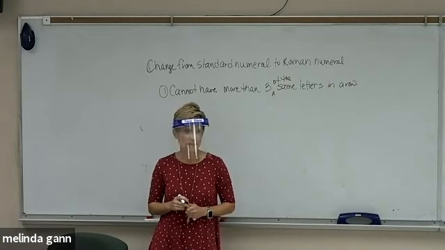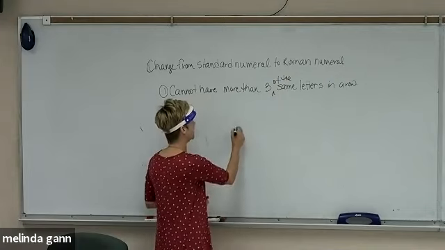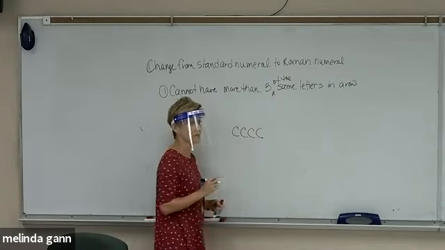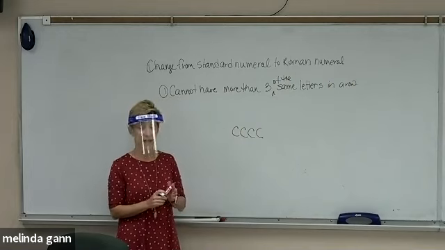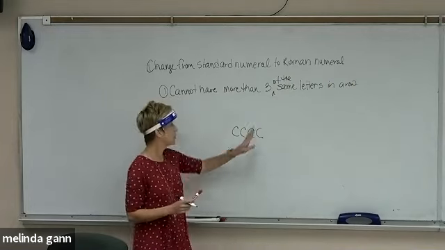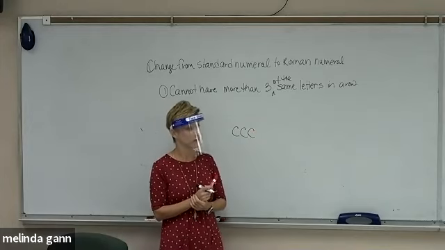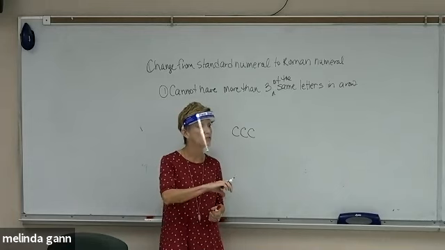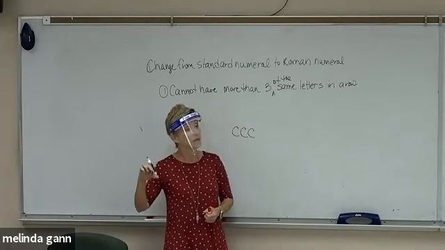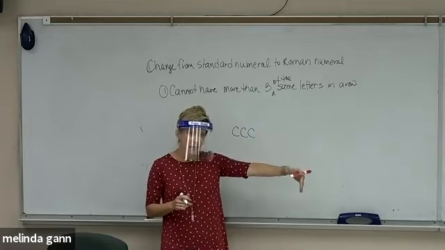So that means if I want to write 400, I can't put 4 C's. That's not allowed. What's the most I can have in a row that are alike? 3. So how am I going to write 400 then? I'm going to have to take 100 away from what? 500. That's why sometimes you have small numbers in front of what? Big numbers.